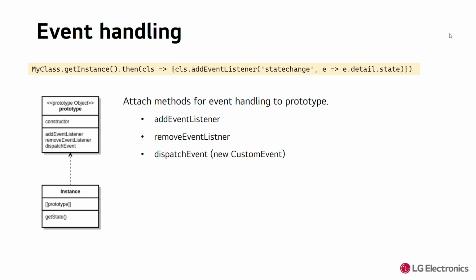We also wanted to trigger an event that receives update data, so we attached these three methods for event handling to the prototype. It allows developers to set up event listeners.